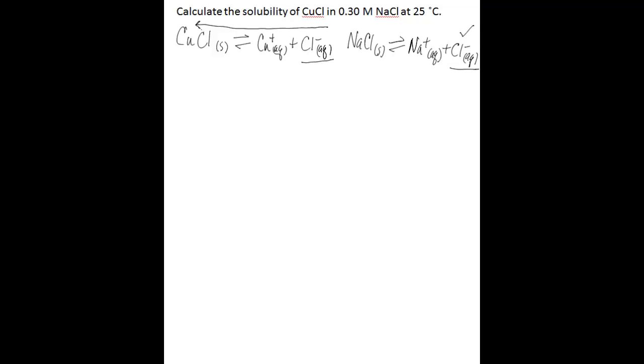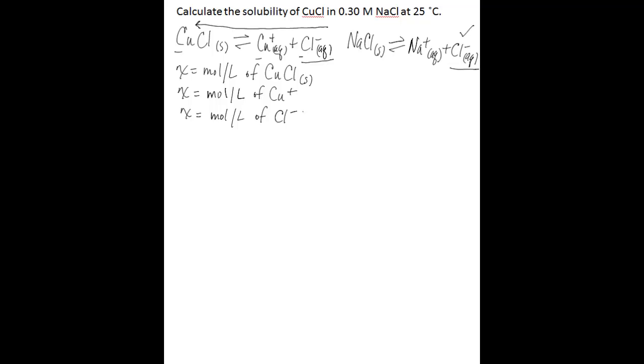So the first thing we're going to do is define X as moles per liter of copper chloride that dissolves in solution. Similarly, because we have a 1:1:1 molar ratio here for the reactants and the products, we also have X being equal to the concentration in moles per liter of copper, and also X is equal to the concentration in moles per liter of chloride.